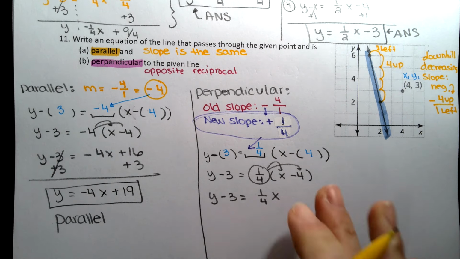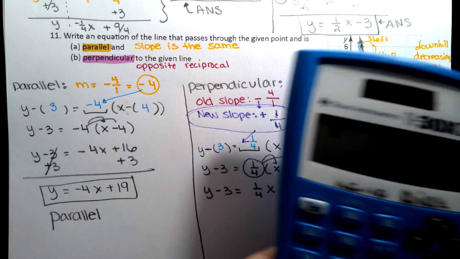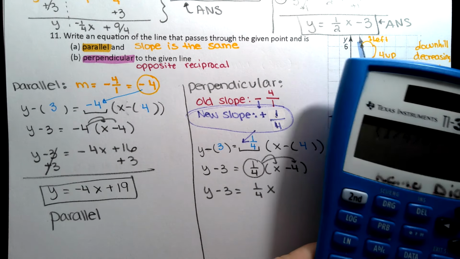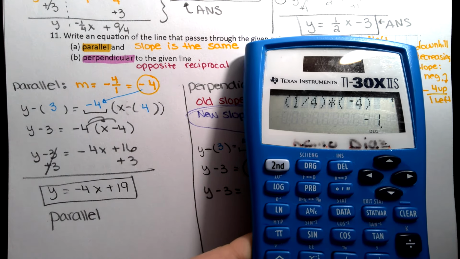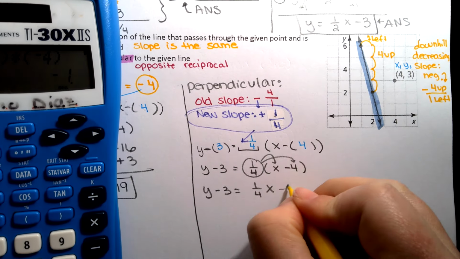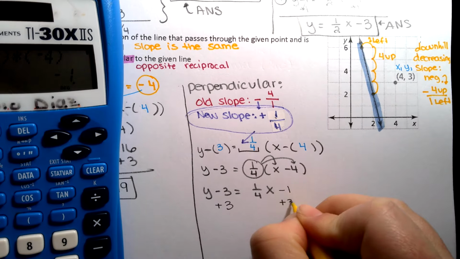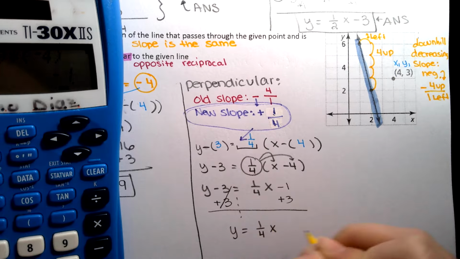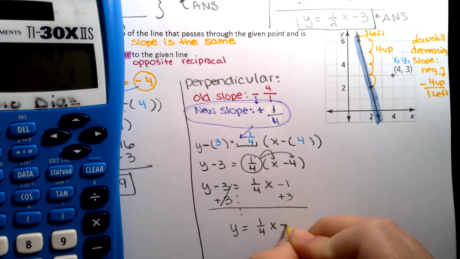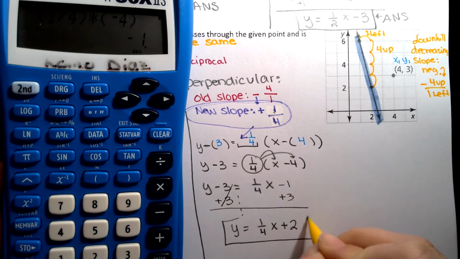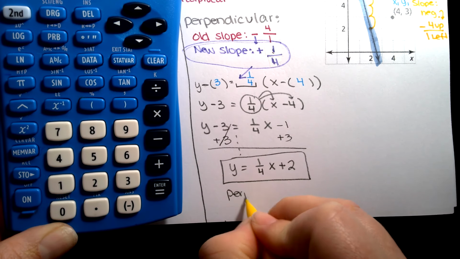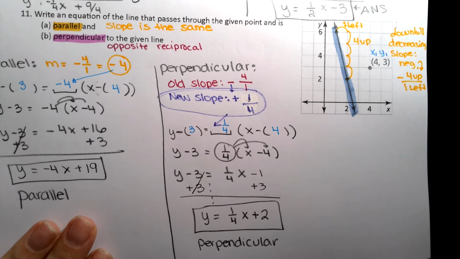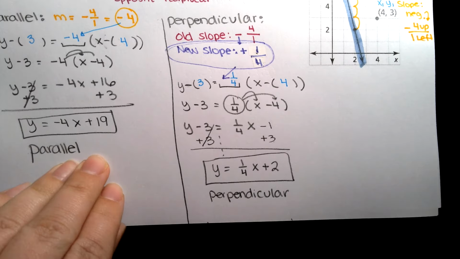And then again, here we have a fraction times a whole number. 1/4 positive times -4. I get a -1. Make sure you're practicing how to use a calculator. Calculator questions will not be answered during testing time. That is something that you are also being tested on: do you know how to use a calculator? 3 minus 1 is a 2. And here we have our perpendicular equation. Okay, moving on.